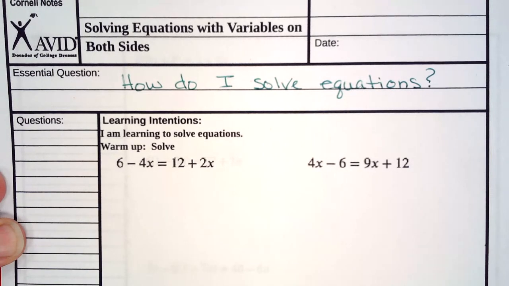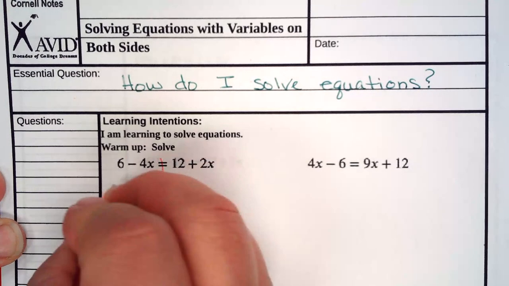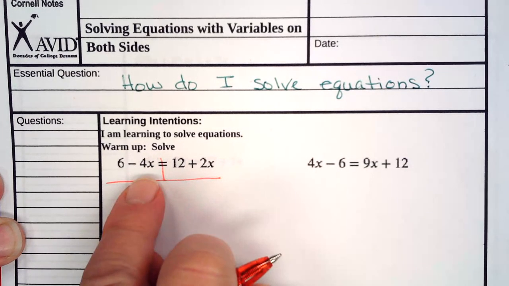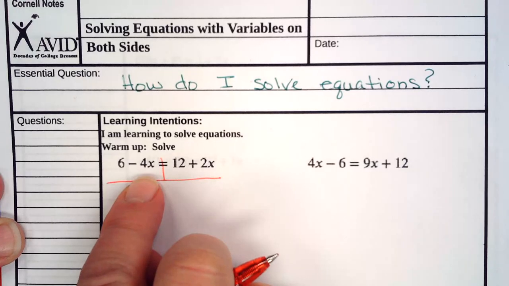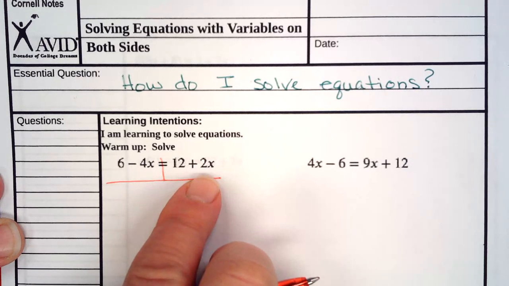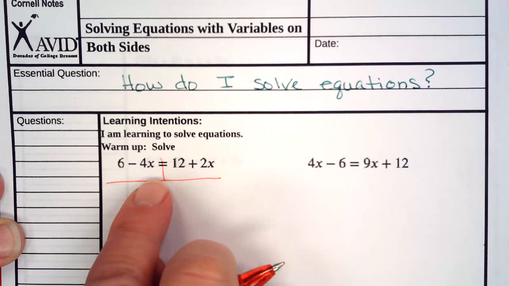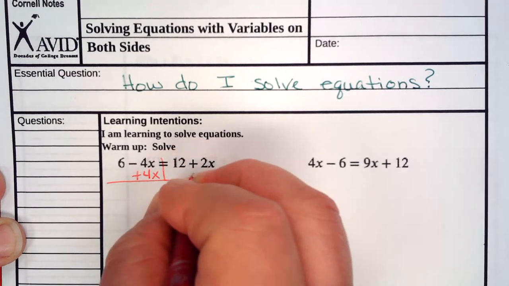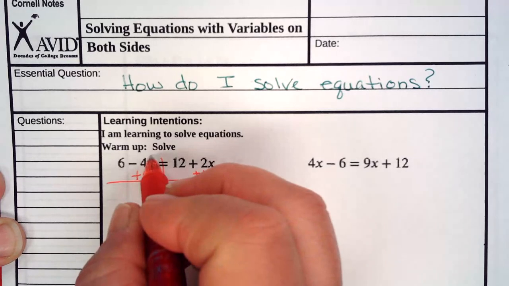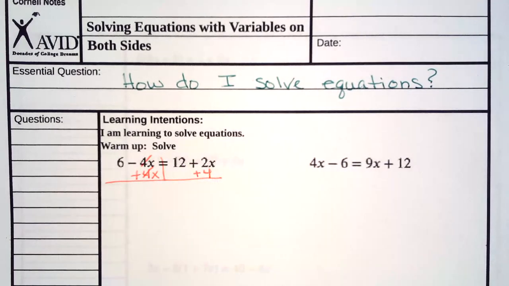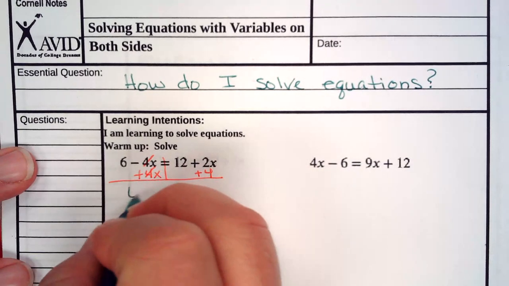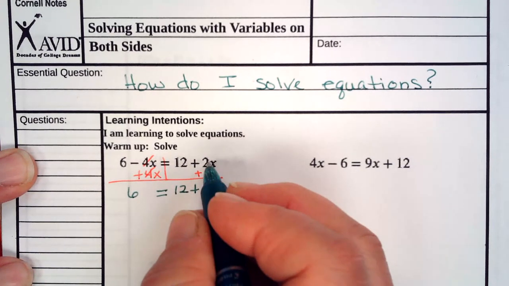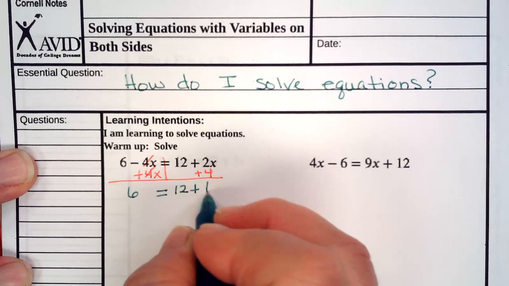Well, I hope you tried it on your own. So I am looking. The first thing I do is look at my two variables. Which is smaller, negative 4x or positive 2x? Negative 4x is, so I will add 4x to both sides. I've eliminated it on this side. 6 is equal to 12 plus 2x plus 4x is 6x.